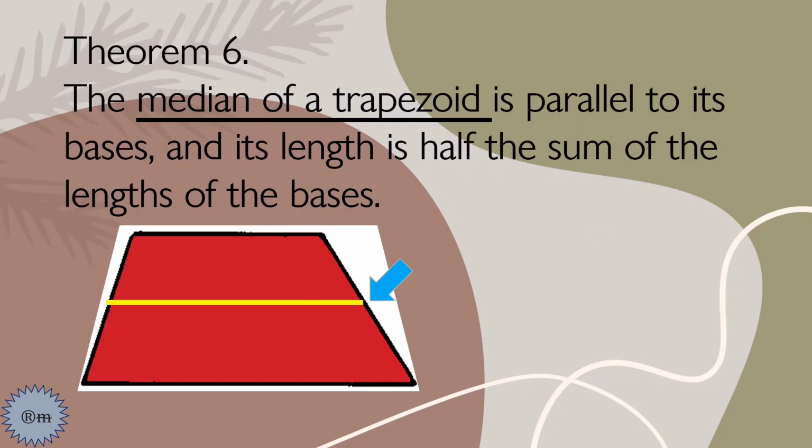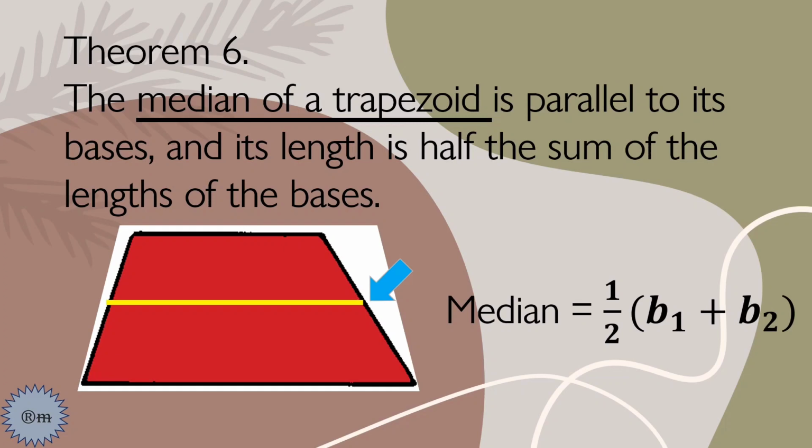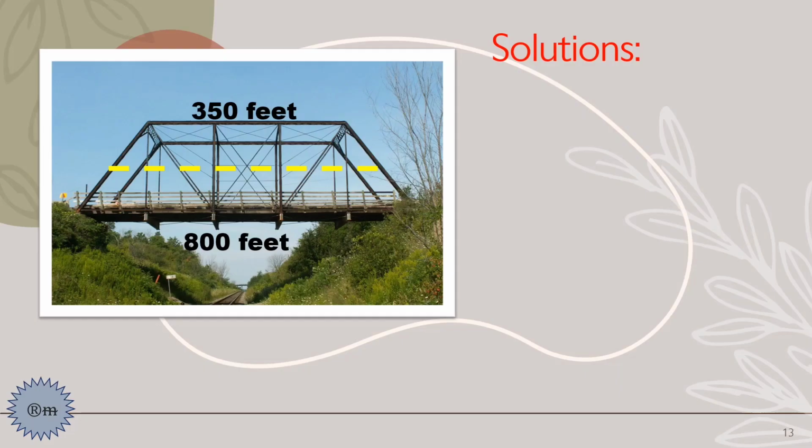So, using theorem number 6, the median of a trapezoid is parallel to its bases and its length is half the sum of the lengths of the bases. So, the formula is: median equals 1/2 quantity base 1 plus base 2. We will use this formula to solve the median of our bridge, or the support beam.